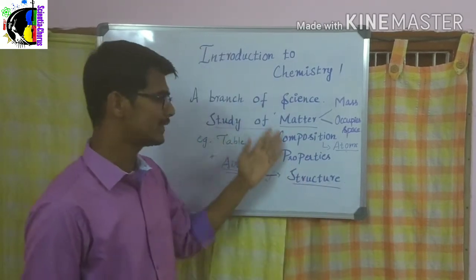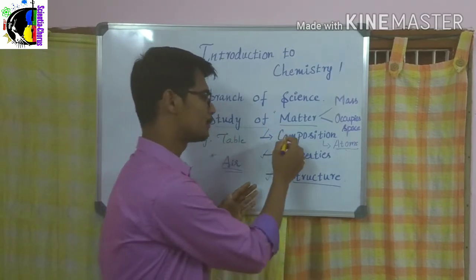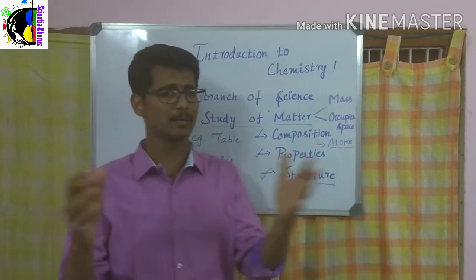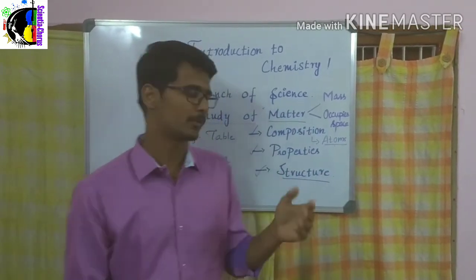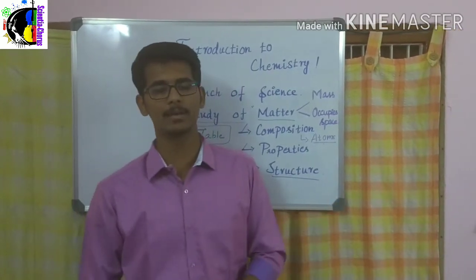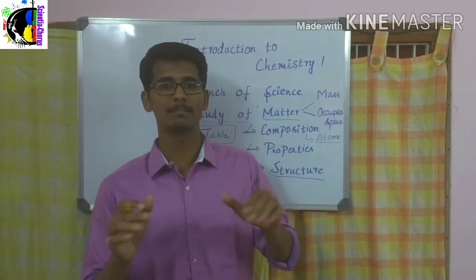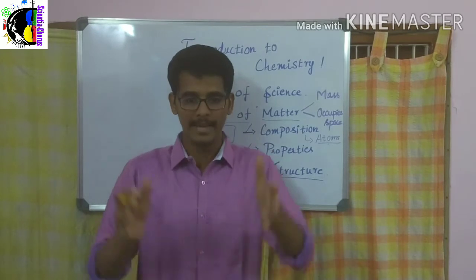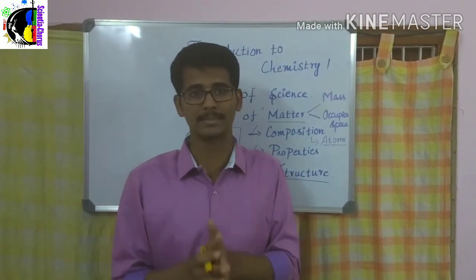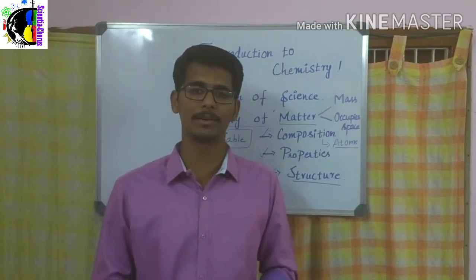So all these three things we are going to study about matter: composition, properties and structure of matter. To make it very clear, I am taking an example. Take a wooden table, there may be one near you or in your home. This wooden table is matter. You place it in a particular place, it occupies a particular space and it has some mass. You can weigh it and find out the mass of the table.